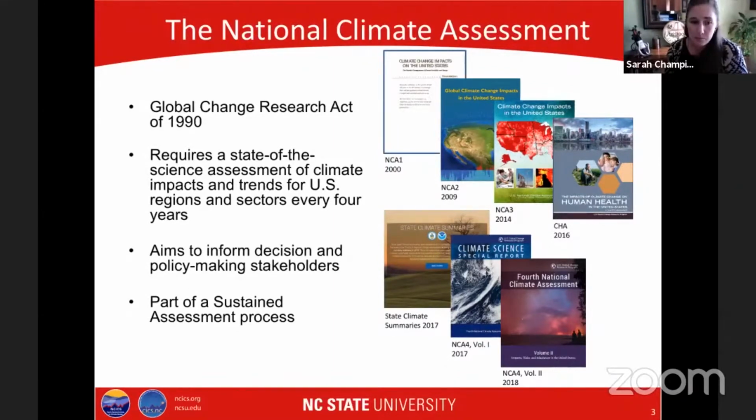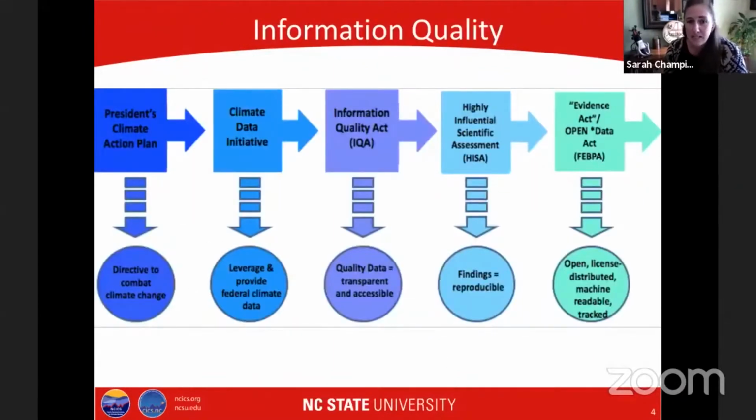Next slide, please. So how does the NCA address, provide, and ensure the information quality of these reports? Well, in short, by law. We are legally mandated to ensure that the assessment data and science are transparent, accessible, and reproducible. These requirements are summarized here through a lineage of mandates dating back to the President's Climate Action Plan. And beneath each of these pieces of legislation, I provided a very brief summary statement as to what is being mandated in each. Next, please.